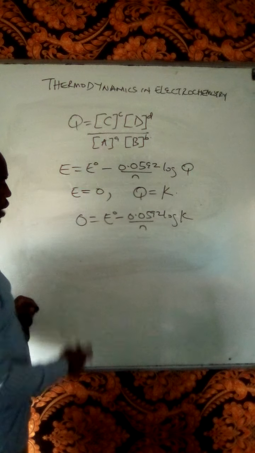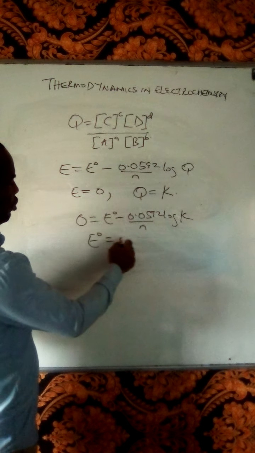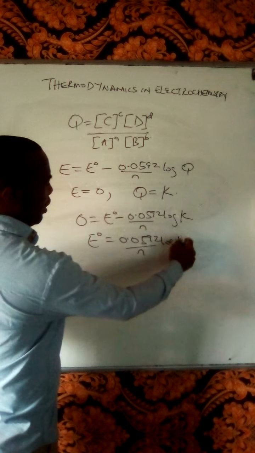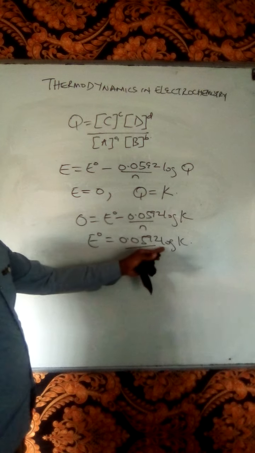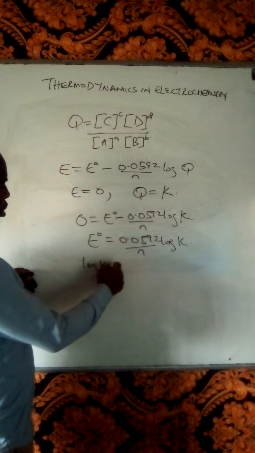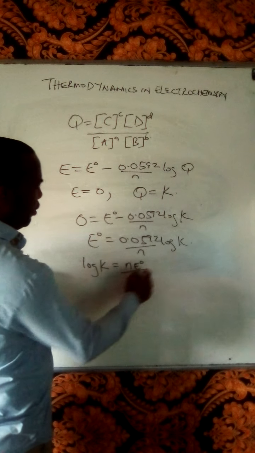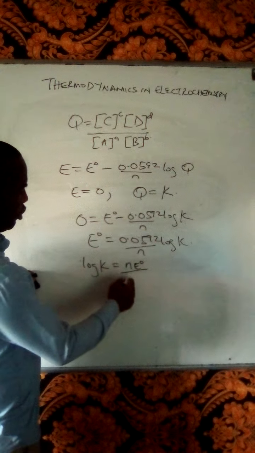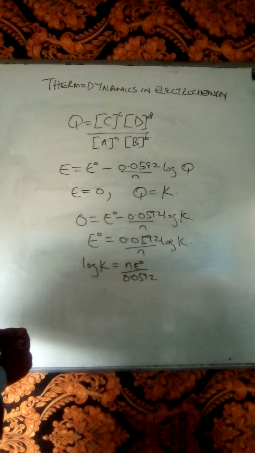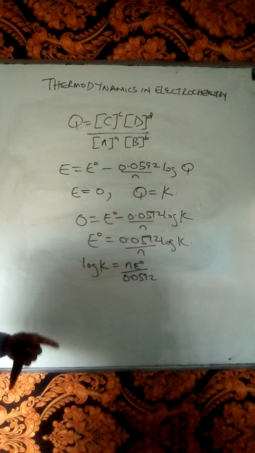So carrying over like terms to this side, we have E0 becomes equal to 0.0592 over n log K. If I make log K the subject of the formula, log K, where K is the equilibrium constant, becomes n E raised to the power 0 all over 0.0592. So with this, we can evaluate the equilibrium constant when the reaction has attained dynamic equilibrium.